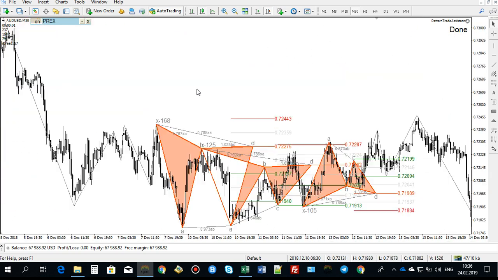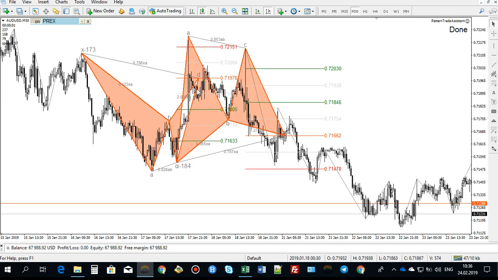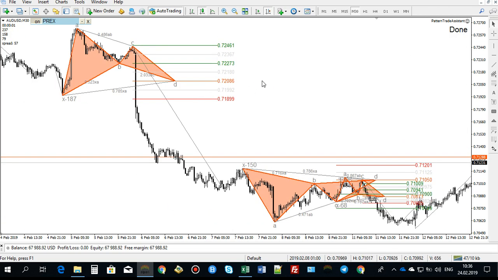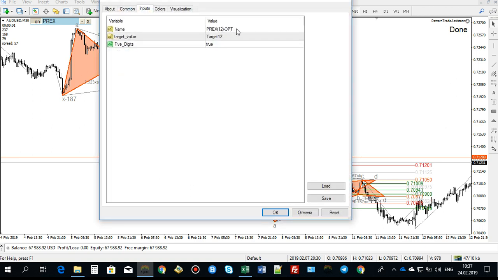The only thing that is left is to record these setups into an Excel spreadsheet to analyze them further. To do that, I am using a fast backtest utility. It is attached to my chart and it looks this way. So what you need to set, you need to set your name. Let's have some unique name, Alex patterns, something of this kind.